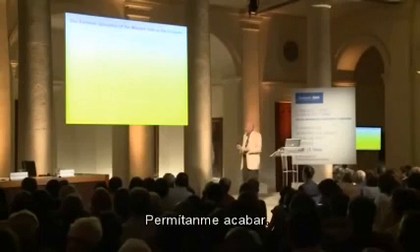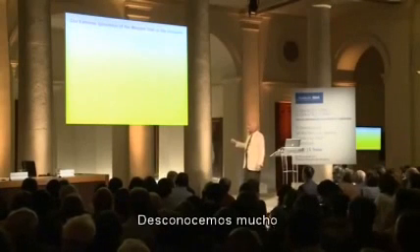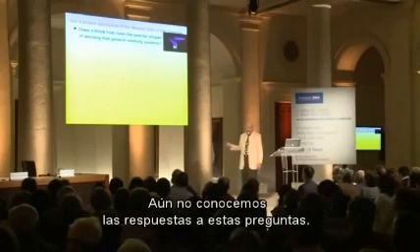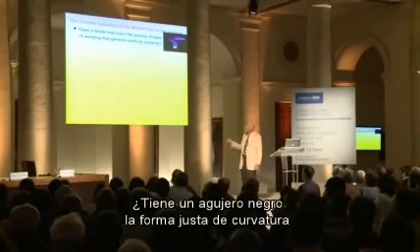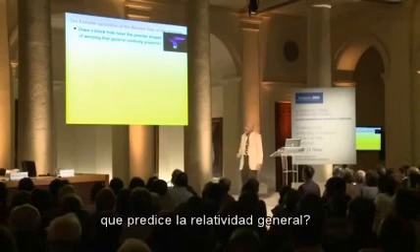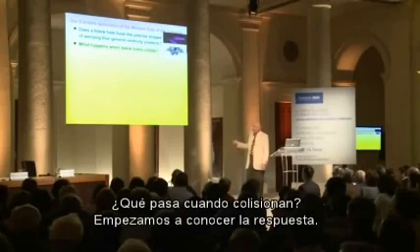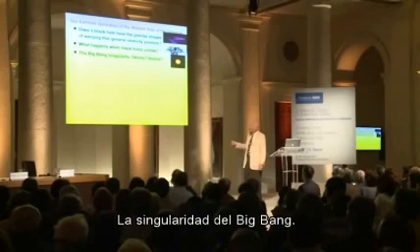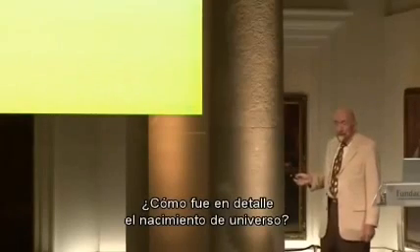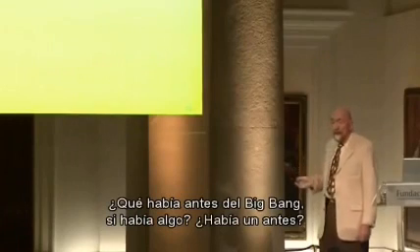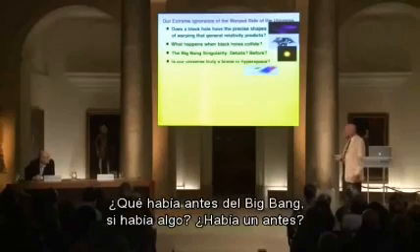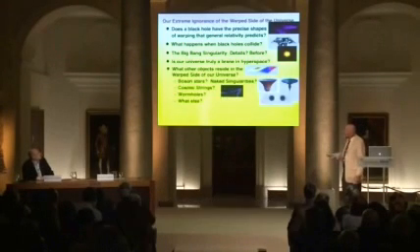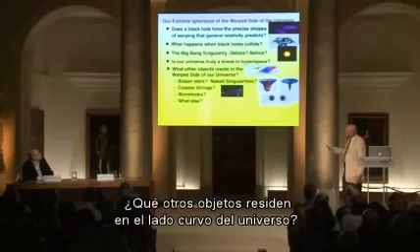So let me conclude. We are actually very ignorant about the warped side of the universe. We don't know the answers yet to these questions. Does a black hole have the precise shapes of warping that general relativity predicts? What happens when black holes collide? We are beginning to learn the answer now. The Big Bang singularity, what were the details of the birth of the universe? What came before the Big Bang, if anything? Was there a before? Is our universe truly a membrane in a higher dimensional space? What other objects reside on the warped side of the universe?